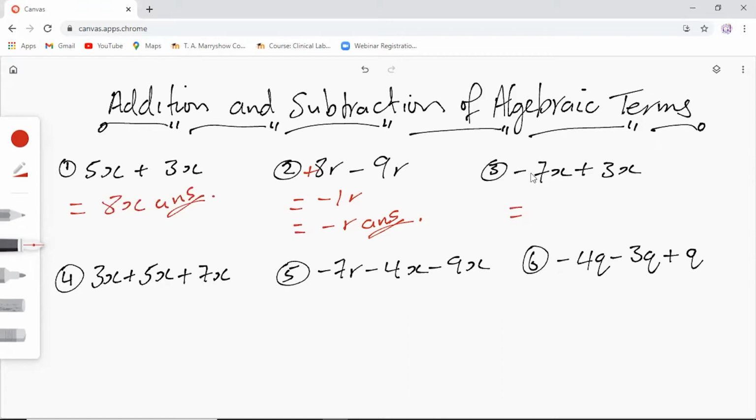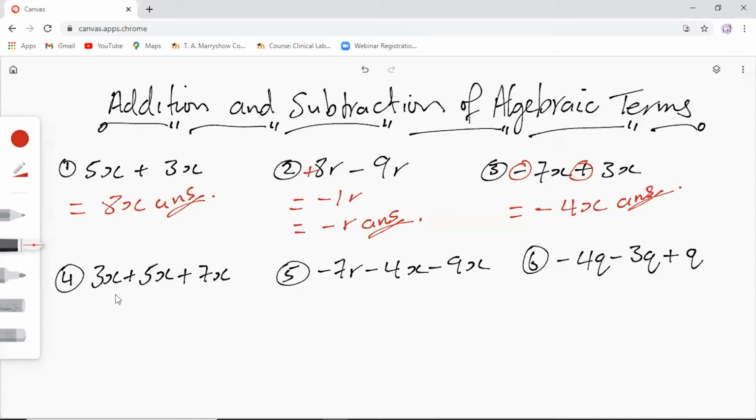Number 3, negative 7x plus 3x. Again, both are like terms. Negative 7 plus 3, the signs are different. So we subtract 3 from 7, which is 4, and we keep the sign in front of the larger number. The larger number is 7, the sign in front of it is negative. So our answer is negative 4x. Okay, negative 4x.